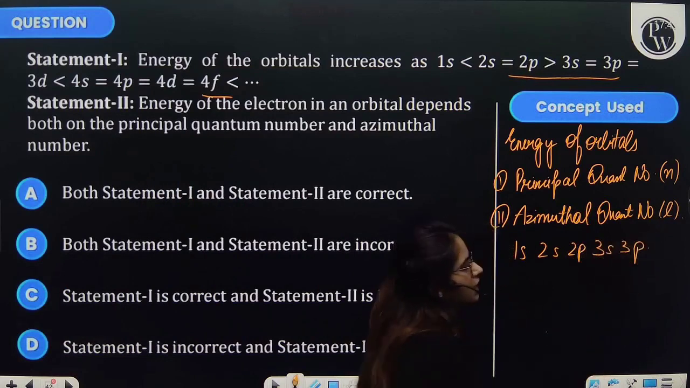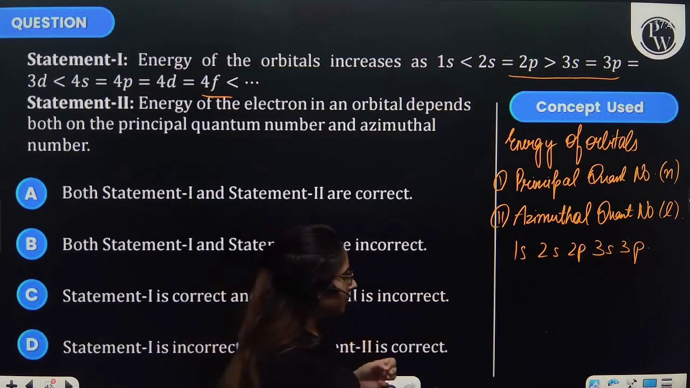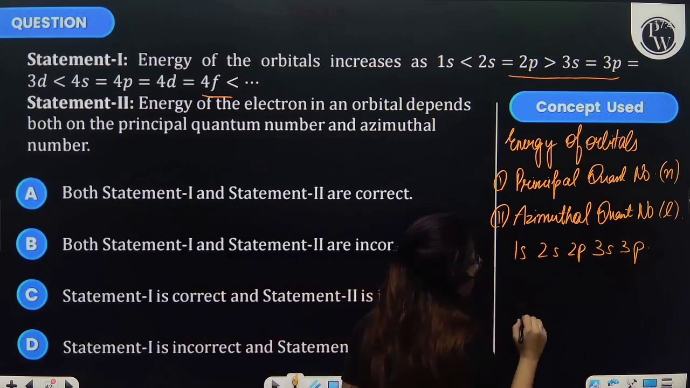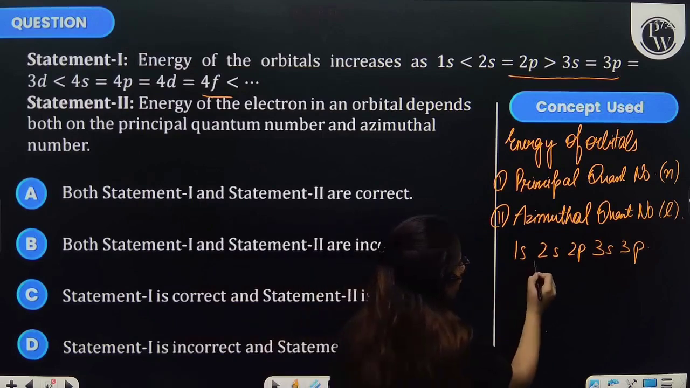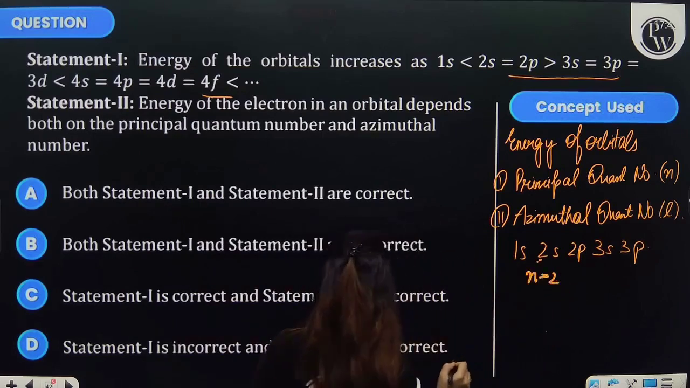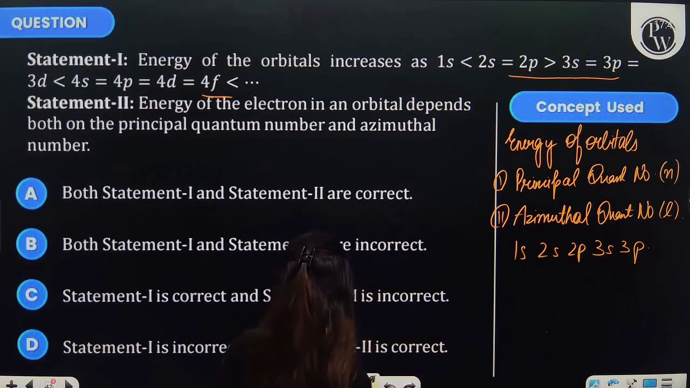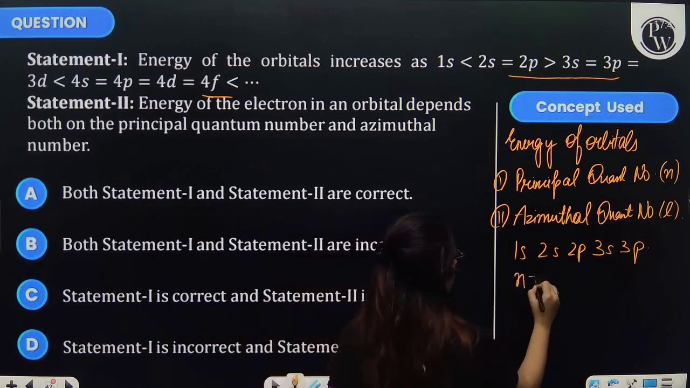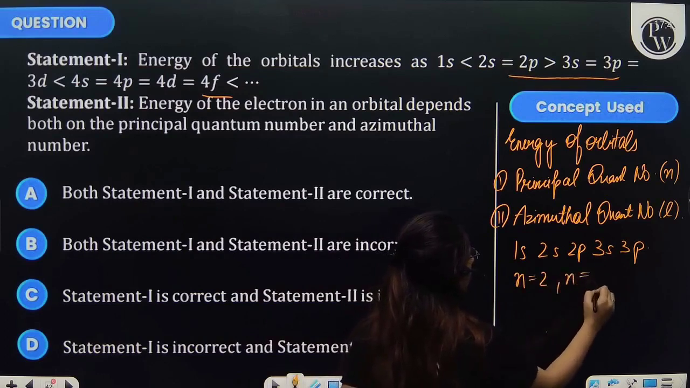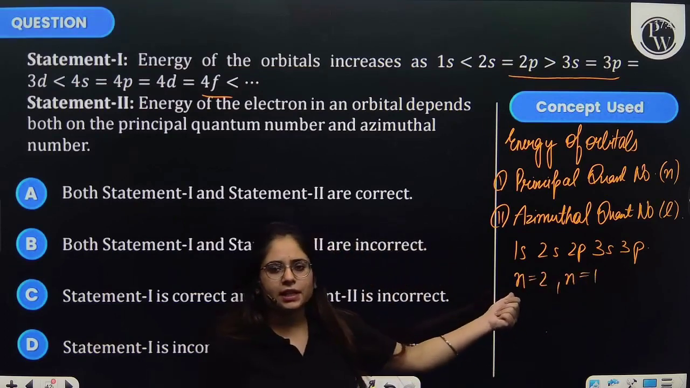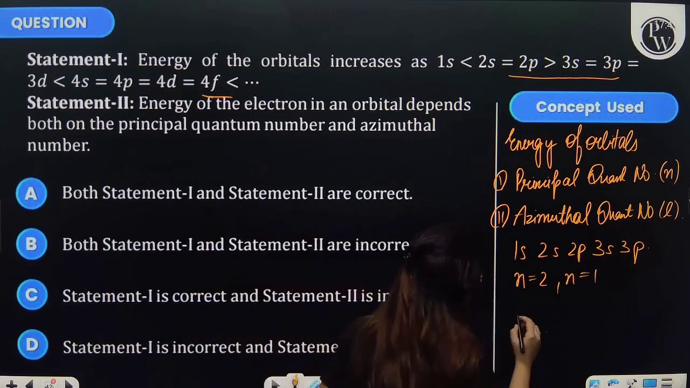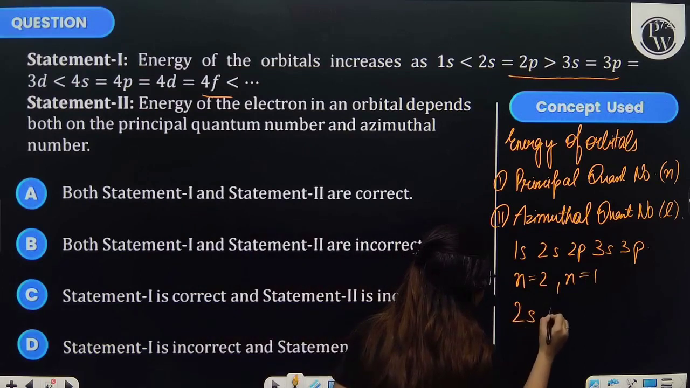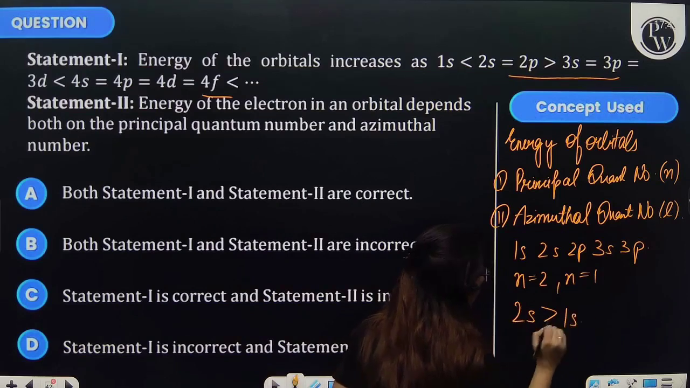सबसे पहले आपको n की वैल्यू देखनी है. जितनी ज्यादा n की वैल्यू होगी उतनी ज्यादा एनर्जी होगी. So 2s has n equal to 2 and 1s has n equal to 1. So definitely जिसमें n की वैल्यू ज्यादा है, that will be having higher energy than the lower one. So energy of 2s will be more than 1s.